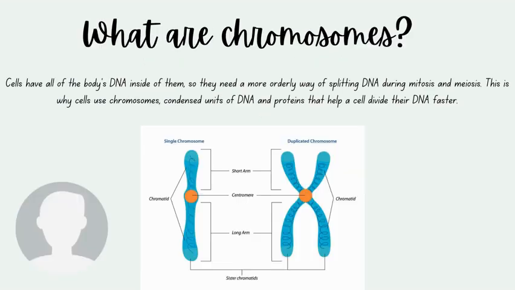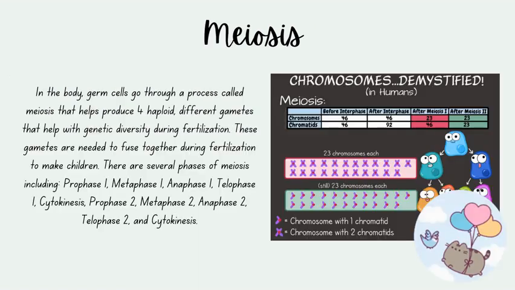So what are chromosomes? Basically, cells have all of the body's DNA inside of them, so they need a more orderly way of splitting DNA during mitosis and meiosis, which is basically cell division. This is why cells use chromosomes, condensed units of DNA and proteins that help a cell divide their DNA faster. So, in this picture, we have a single chromosome and a duplicated chromosome. They're both still one chromosome, except one of them only has one chromatid.